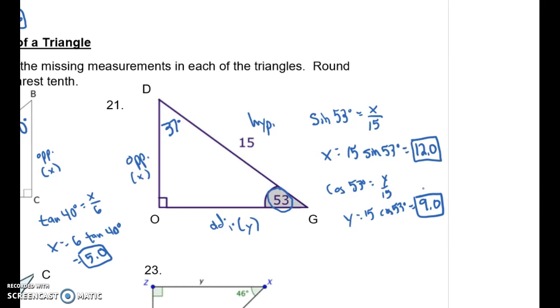So that's part one of this section. We're going to do a little bit more with this in the next video. Essentially what we're going to be doing is kind of working backwards and trying to find out what our angle is if we already know what the ratio is.